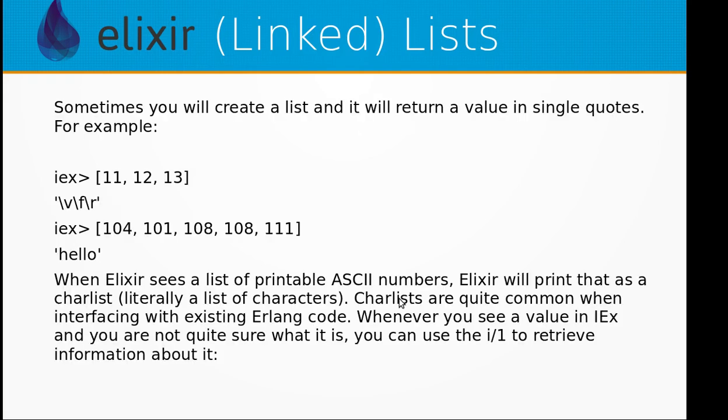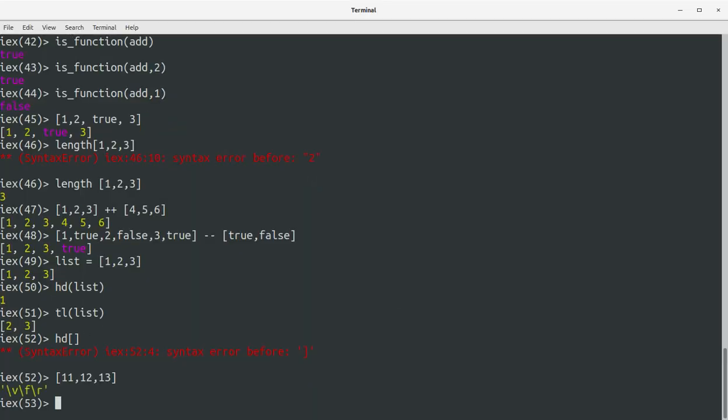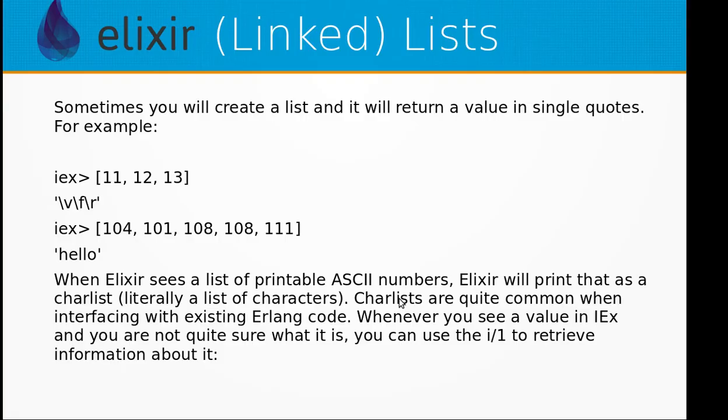Sometimes you will create a list and it will return a value in single quotes. So if I type in 11, 12, 13, I get this string. And if I type in 104, 101, 108, 108 and 111, I'll get hello. When Elixir sees a list of printable ASCII numbers, Elixir will print that as a char list, literally a list of characters. Char lists are quite common when interfacing with existing Erlang code.